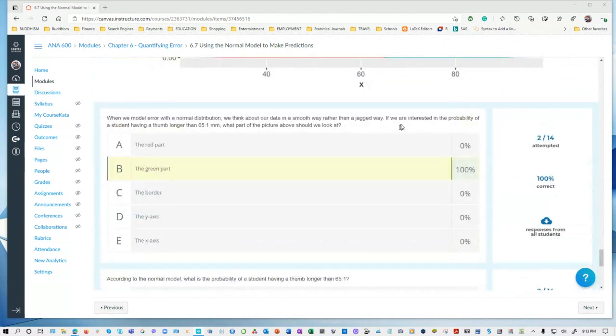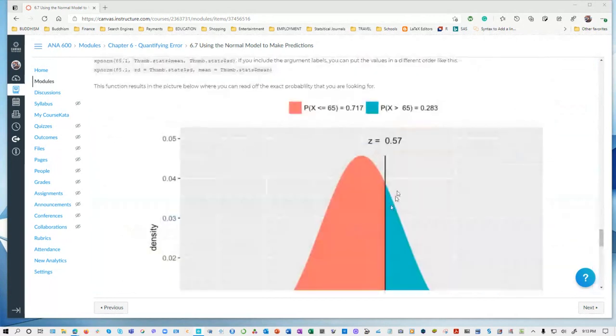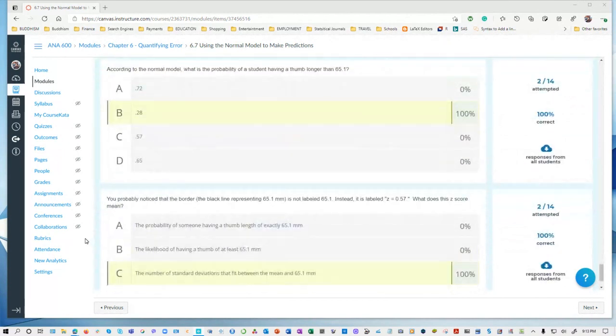So when we do this one, if we are interested in the probability of a student having a thumb longer than this one, what's the part of the picture we should look at? The green part. According to the normal model, what is the probability of a student having a thumb longer than this one? 0.28. 28%.